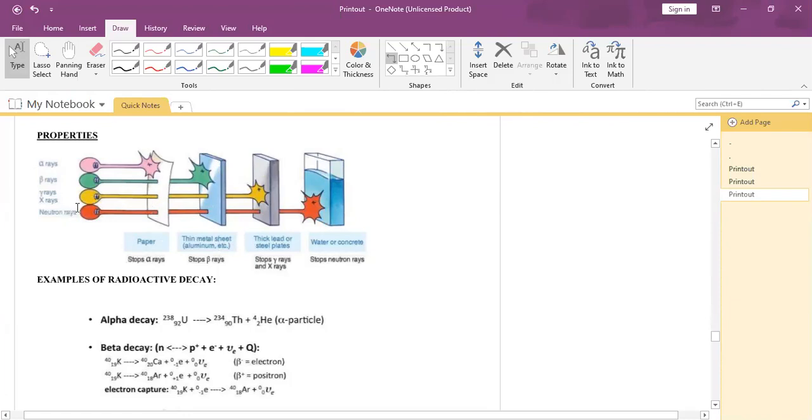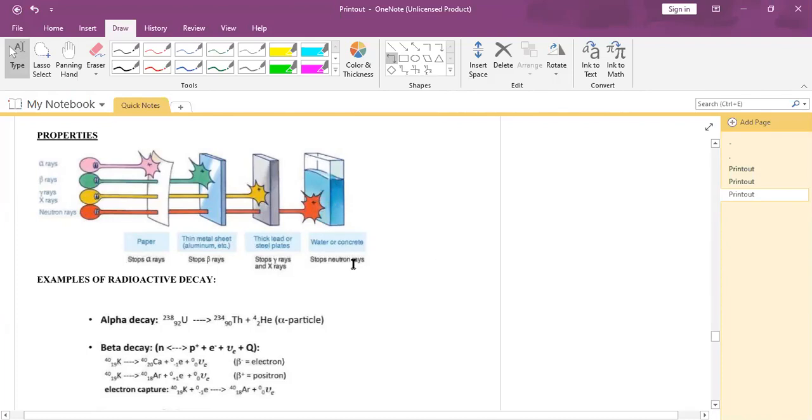Gamma particles and X-rays can pass through metal sheets and can be stopped by lead. Thick lead or steel plates can stop X-rays and gamma rays, right? So they're very powerful particles. They can cause a lot of damage. The neutron rays can pass through paper, metal sheet, thick layers. They can only be stopped by concrete or water.